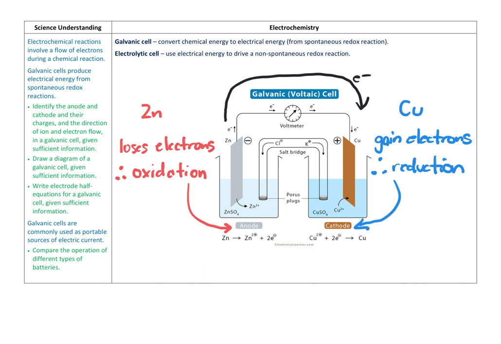So, what have we done there? We've identified the cathode and the anode. We've identified the direction the electrons flow. We have got a diagram of a galvanic cell. We've written half equations, they're down the bottom here. And we've compared the operation of different types of batteries in terms of galvanic and electrolytic, in terms of rechargeable batteries needing to do both, and non-rechargeable batteries just being galvanic cells.